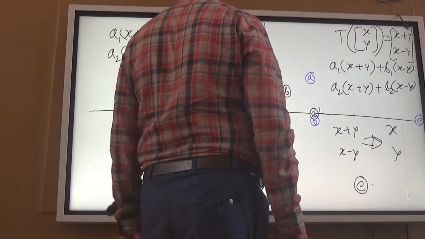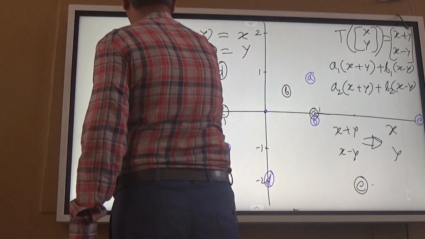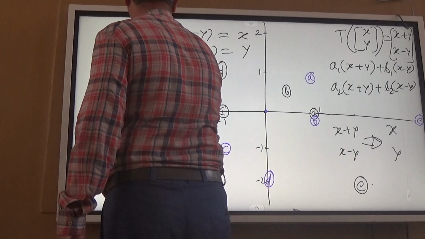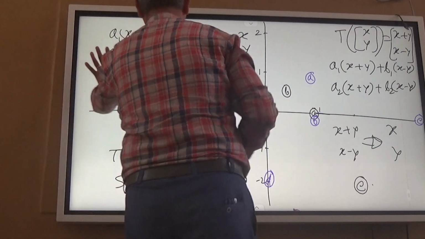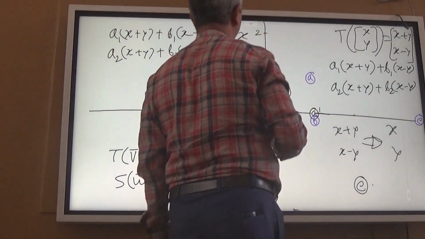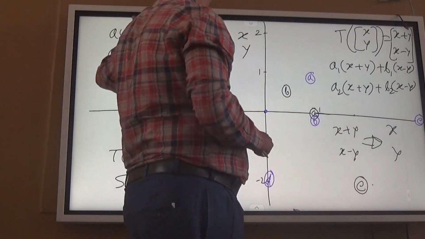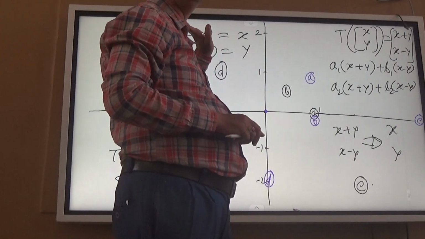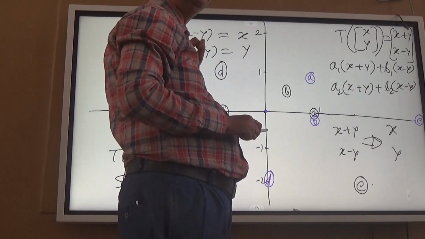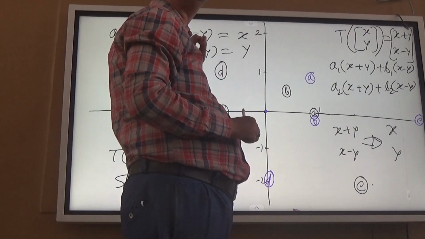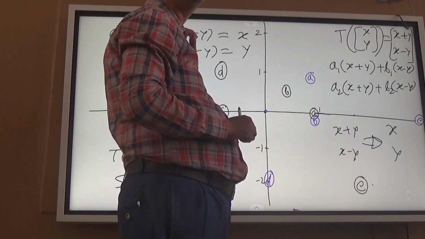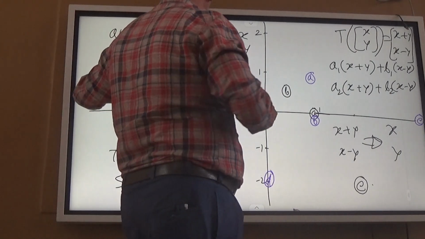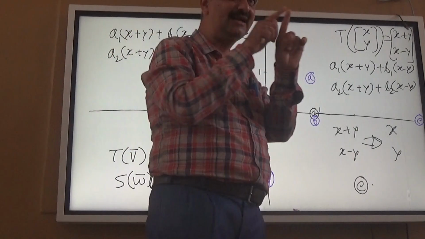So what do we get here? a1 x plus b. So how many variables are there? a1, b1, a2, b2. And how many equations are there? Four equations. How? Here the x and y terms don't mix.